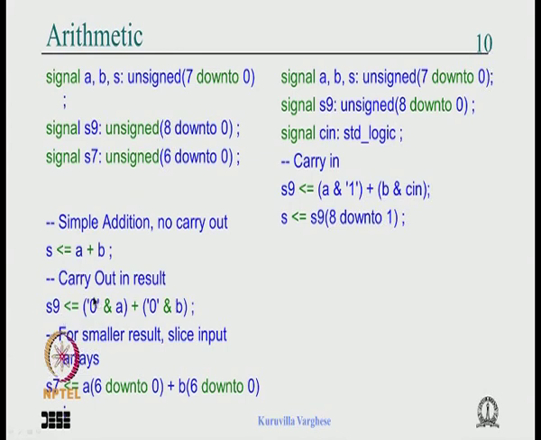So in that case what you do is you convert this A and B to 9 bit, and the only way to do it is to append 0 at the MSB. So 0 and A plus 0 and B, then these are 9 bit, and you know that automatically the carry will come in the most significant bit, and that is assigned to S9. Suppose you have two 8 bit numbers and you want only a 7 bit result, then you can take the 7 bits of A and 7 bits of B and add them together. So A(6 downto 0) plus B(6 downto 0) is assigned to S7.